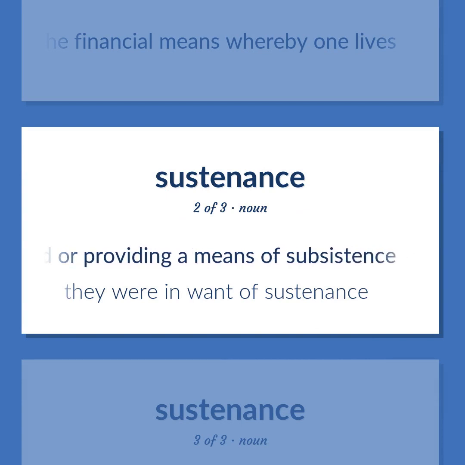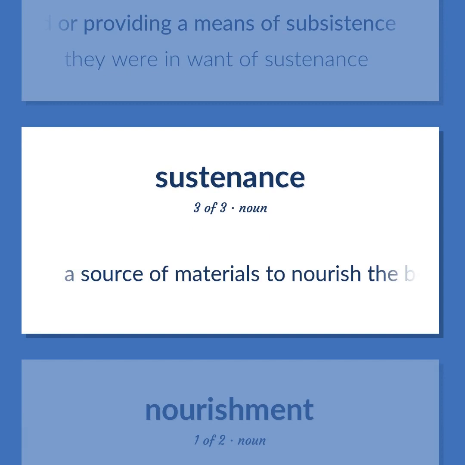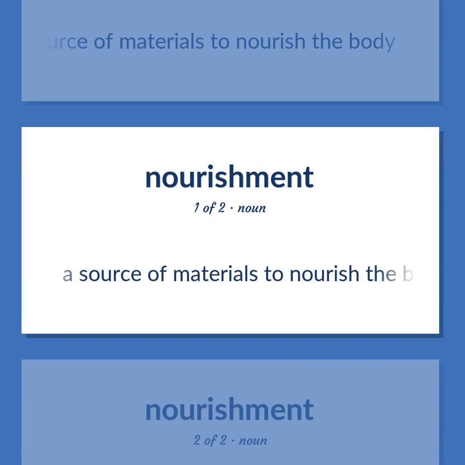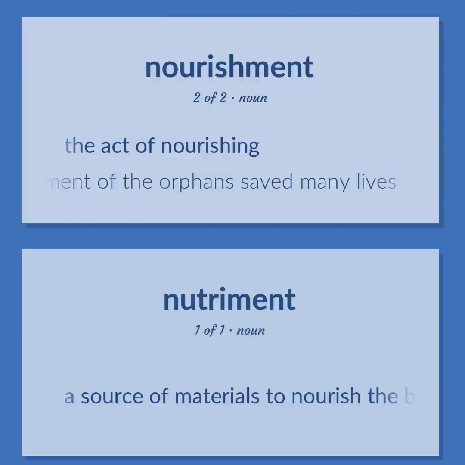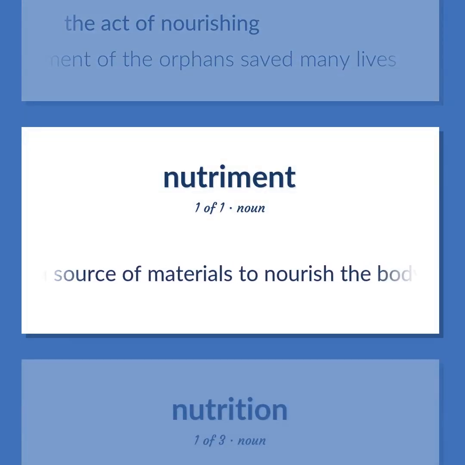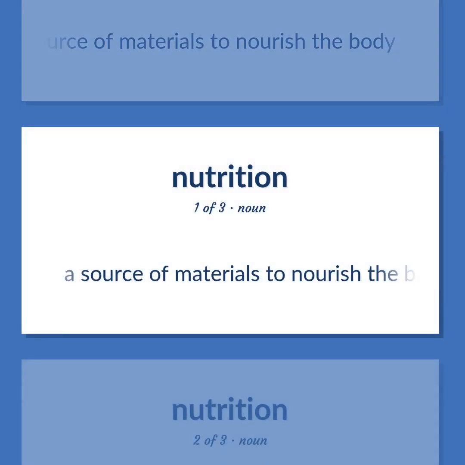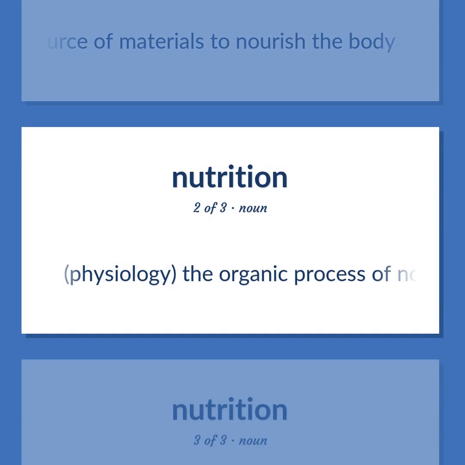They were in want of sustenance. A source of materials to nourish the body. The act of nourishing. Her nourishment of the orphans saved many lives. Physiology. The organic process of nourishing or being nourished. The processes by which an organism assimilates food and uses it for growth and maintenance.